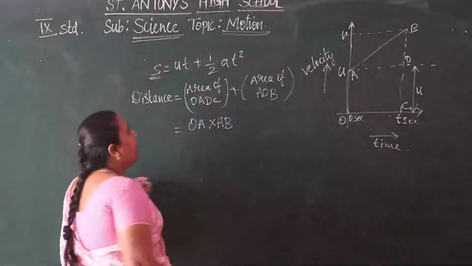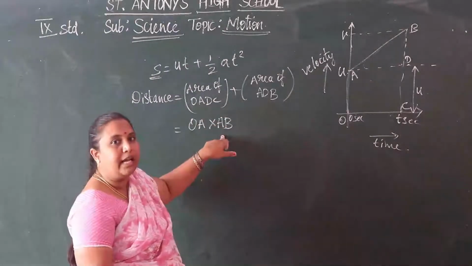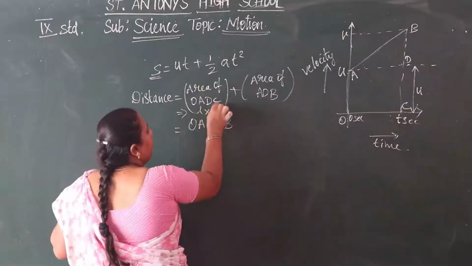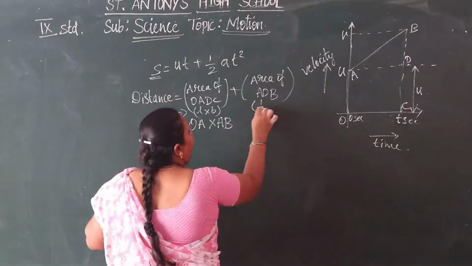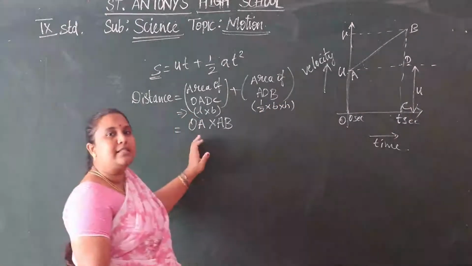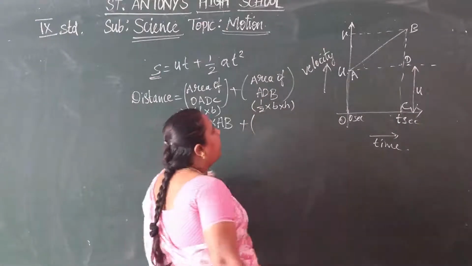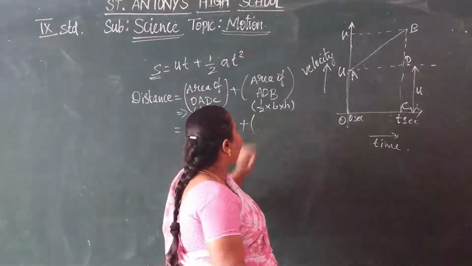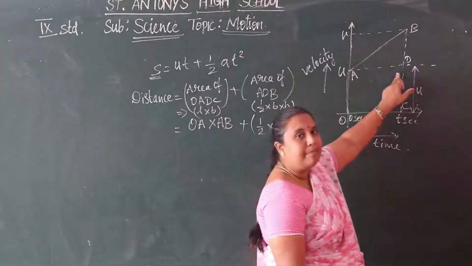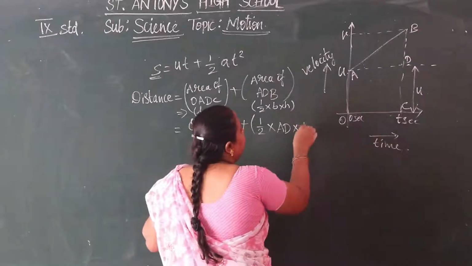What is the formula for area of a rectangle? That is L into B. So area of rectangle is L into B, and area of triangle is half into base into height. So here, what is the formula of area of triangle ADB? Half into base. What is the base here? AD as base, AB into height DB.